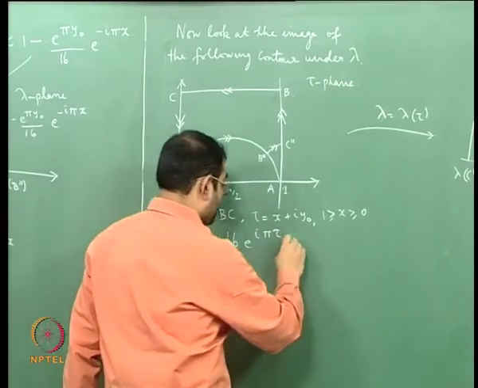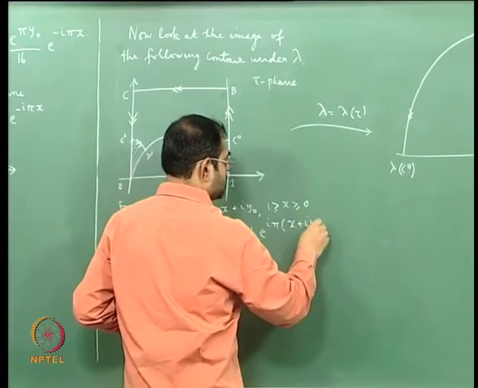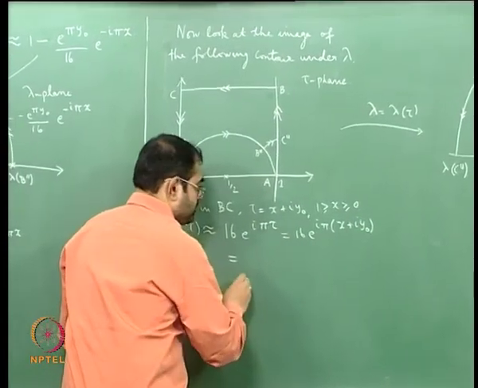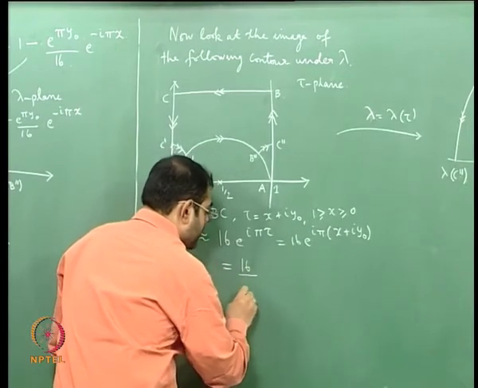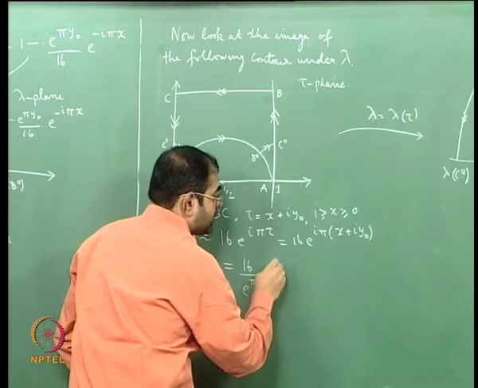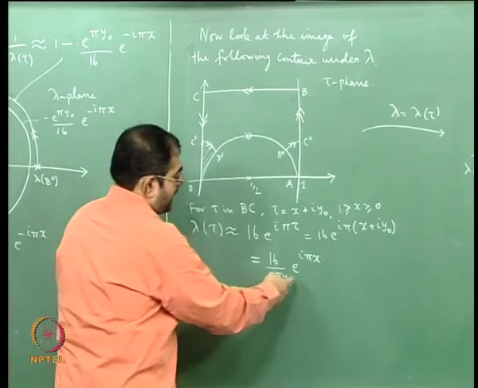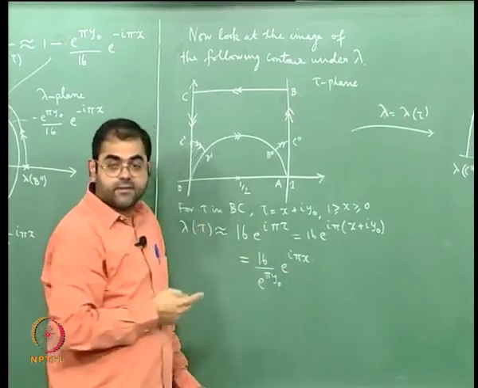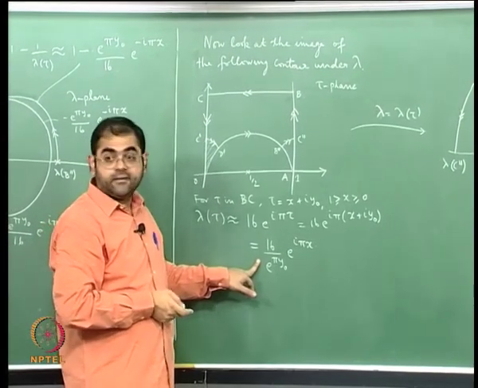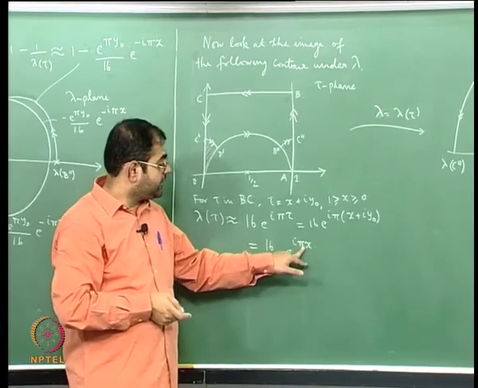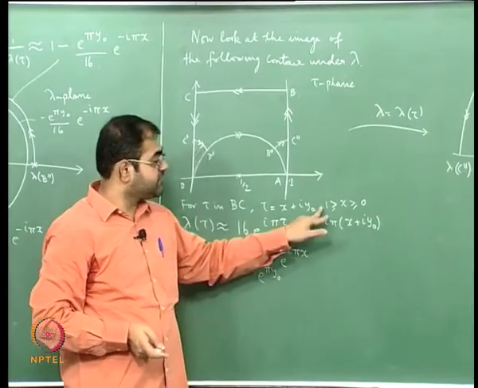So this will turn out to be 16 e power i pi tau, where tau is x plus i y naught. So what I will get is 16 e power minus pi y naught into e power i pi x. If I plot this, I will get a semicircle centered at the origin, and as x is decreasing from 1 to 0, pi x is decreasing from pi to 0.